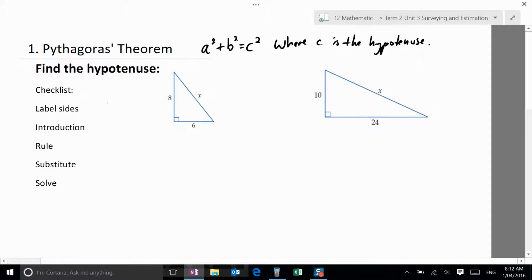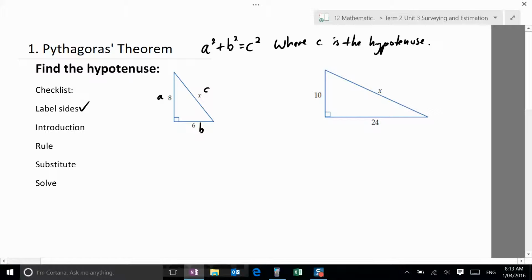I've got a problem here. Need to find this unknown value. Just circle it, find it. I need to first label the sides. So need to find the hypotenuse. Easiest way to find the hypotenuse is from the right angle. It's the one opposite that. So this is C. A and B you can write however you want, doesn't matter. Label sides done.